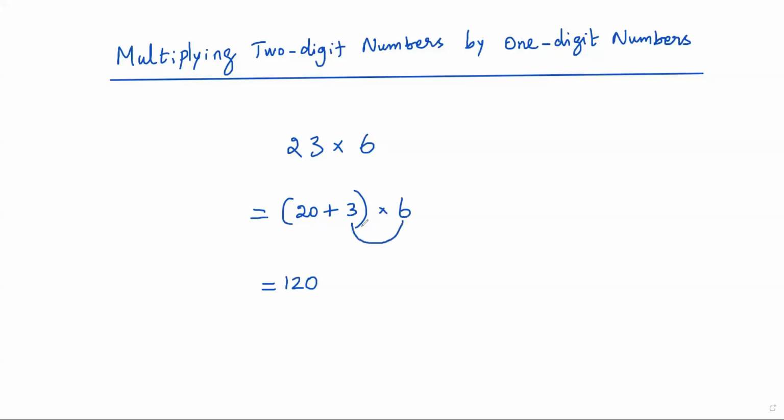Now we have to multiply the 6 and 3, 6 times 3 is 18. 120 plus 18, which is equal to 138. So I just did 3 steps to get the answer for 23 times 6. But we can do these calculations mentally. That is, without writing on paper, we'll be able to get the product of a two-digit number and one-digit number. We can try it in the next example.